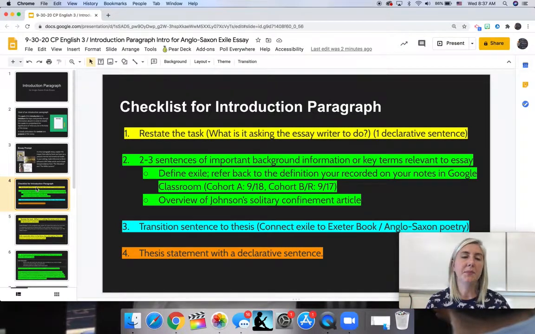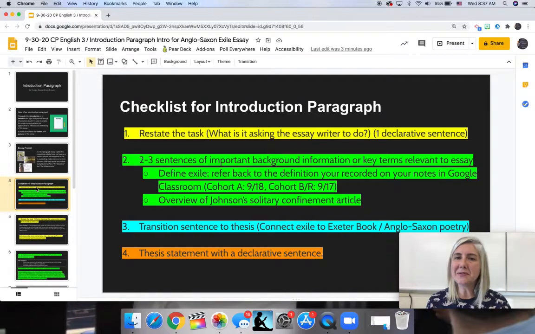Okay. So the first thing that I'm going to ask you to do in an introduction paragraph is restate the task. In other words, what is it asking the essay writer to do? And you want to do that in a declarative sentence. You're not going to ask a rhetorical question.